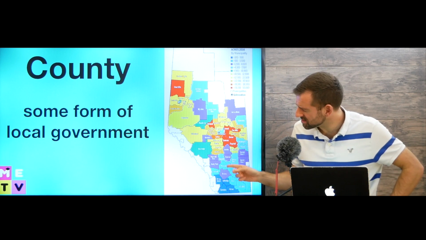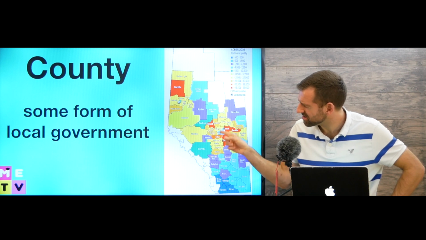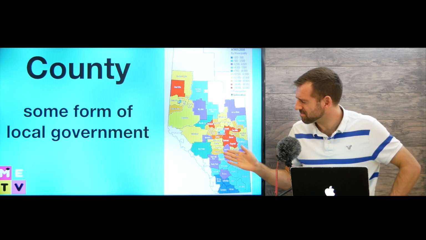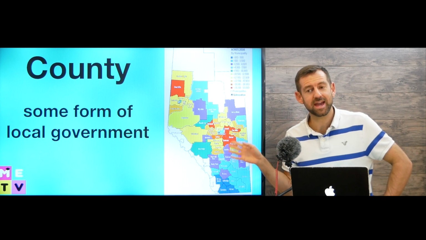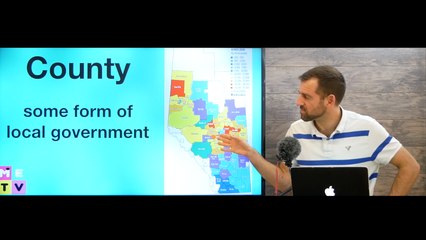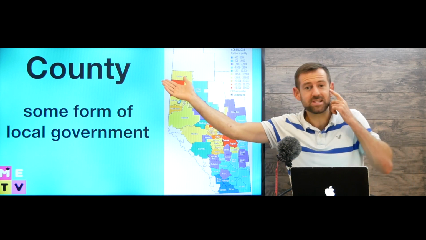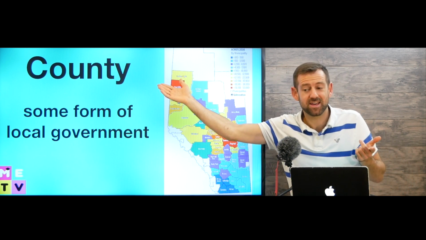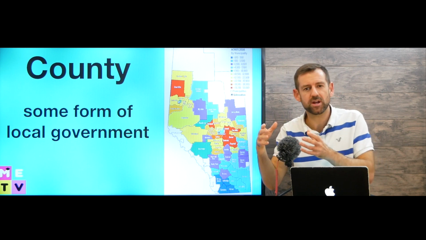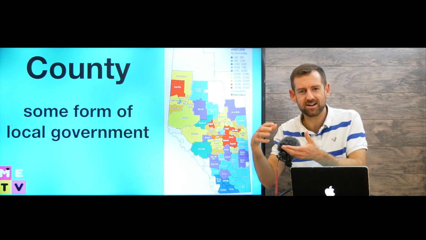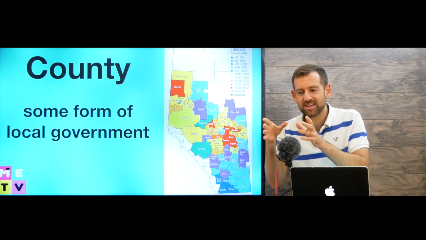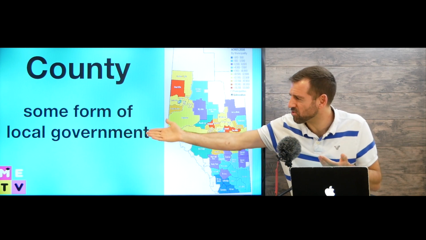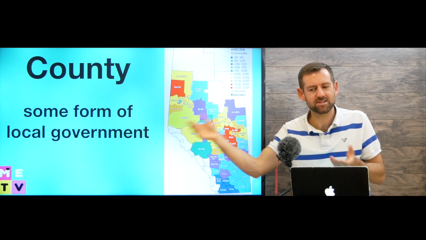Okay. Now look at all these little places here. What are they? Well, why are they all different colors? Well, these are the counties in Alberta. They're counties. Now, to be honest, I don't really even know what a county is. It's sort of like a district or an area that somehow has borders. It might have some form of local government, some kind of government.